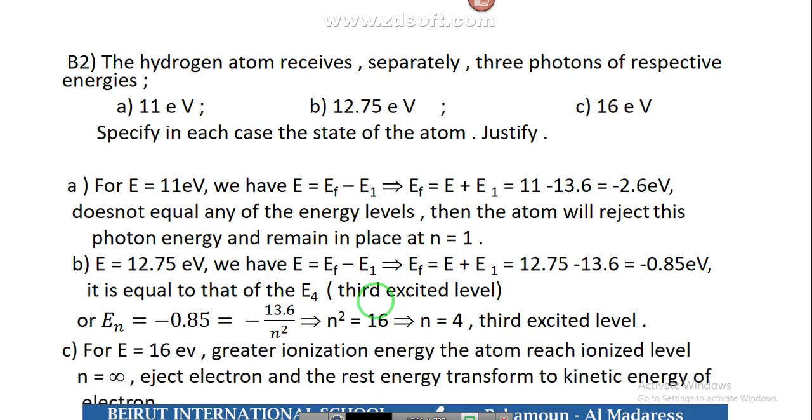In the third part, 16 electron volt, which is greater than the ionization energy, and we stated before if the photon energy is greater than ionization energy, it goes to the ionized level and it emits kinetic energy.